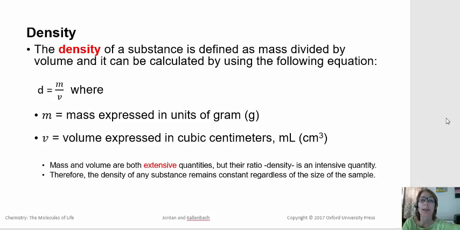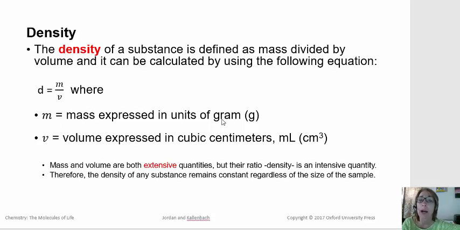A physical property that is really important to chemists is density. And the density of a substance or chemical is defined as the mass of that chemical divided by the volume of that chemical. And we write this formula as D equals M over V.